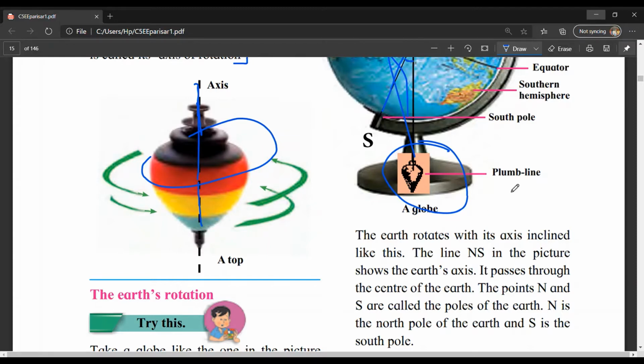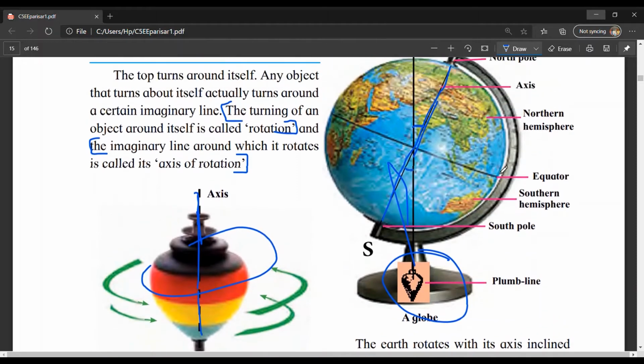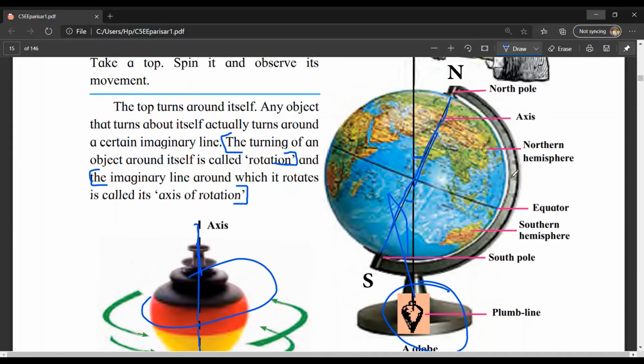Now we'll see what other points are in this diagram. This point you can see N. This is the North Pole. This is the axis, which we just saw. And if I take a knife and cut this globe into two parts by this line, then I will get two equal halves of the Earth. So this will be the equator of the Earth.